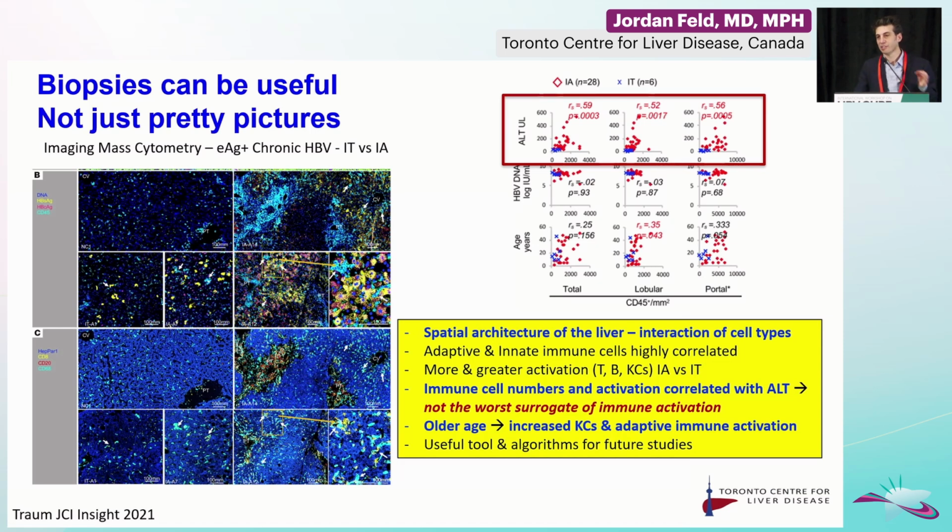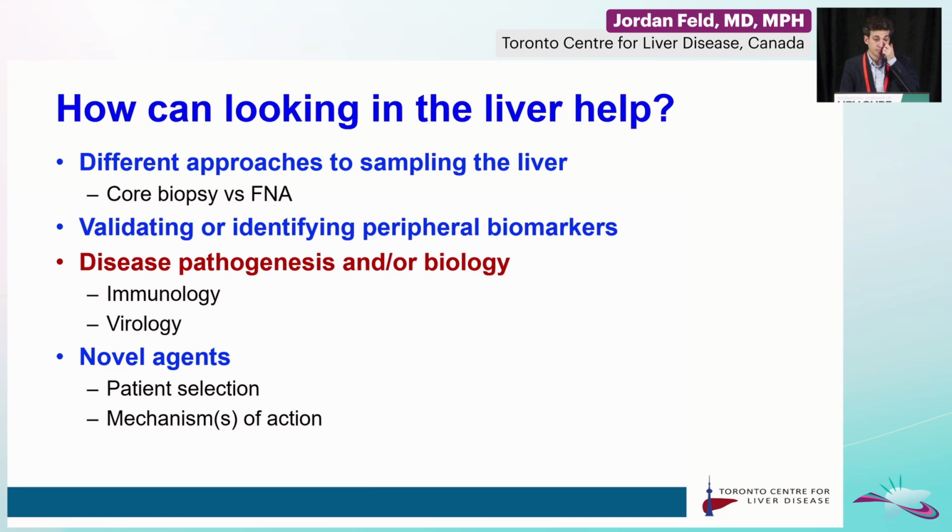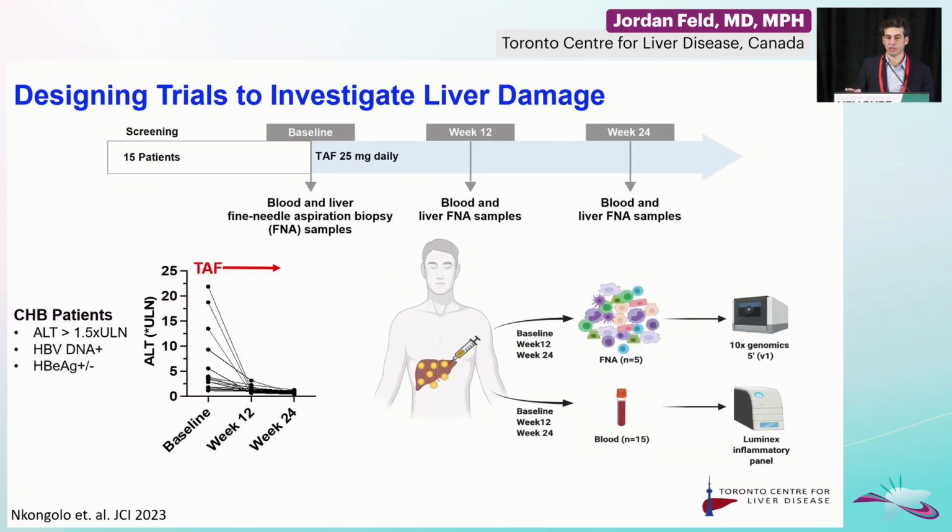But I think these data actually suggest that at least when you look at it purely in that setting, it's not a terrible marker of immune activation. They also noticed that with older age, you get increased Kupffer cell and adaptive immune cell activation. So I think this just gives us a tool to use, and I'll show you that this can be used in other settings. So then looking after biomarkers to thinking about disease pathogenesis and or biology.